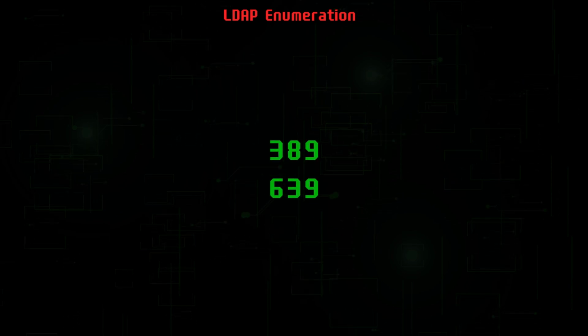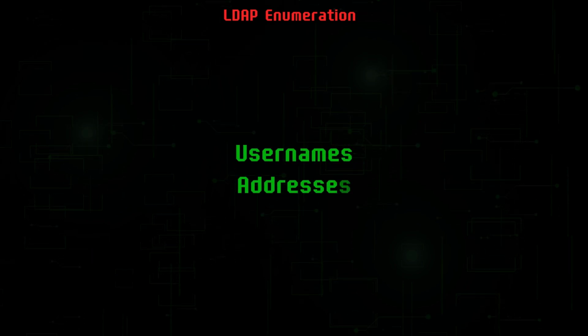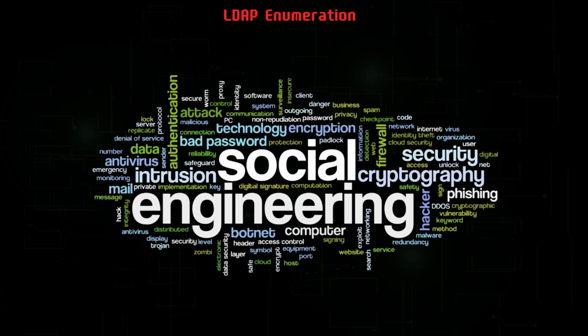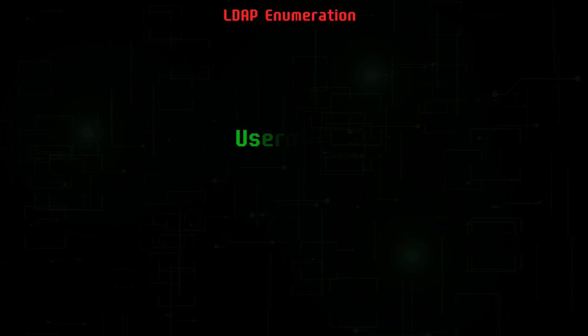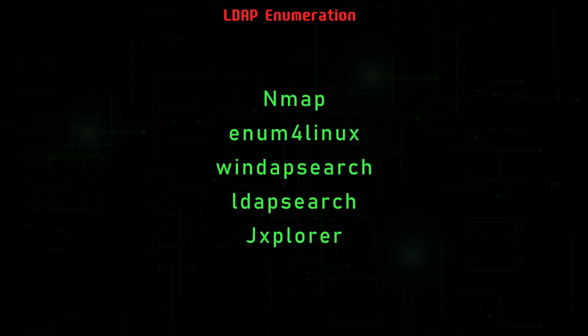LDAP enumeration can help enumerate usernames, addresses, and much juicy information that can be later used for other attacks, like social engineering attacks. LDAP queries can be used to enumerate various things like usernames, groups, and much more stuff. We have some different tools for LDAP enumeration, for example, Nmap, Enum4linux, Windapsearch, ldapsearch, JXplorer.